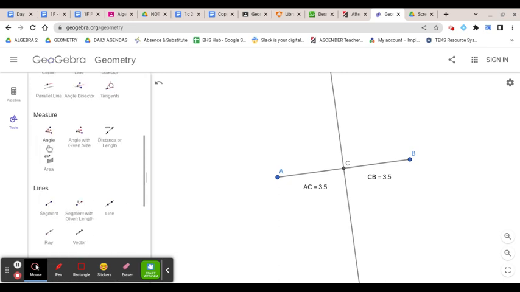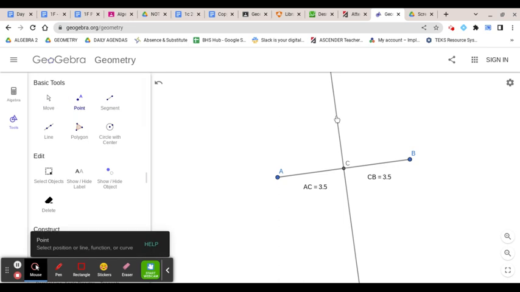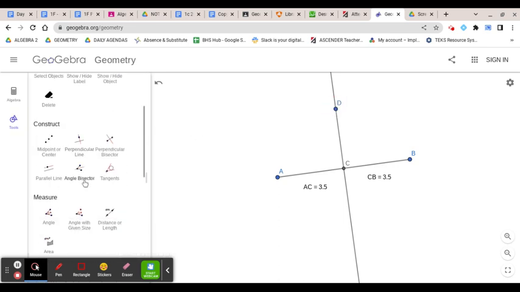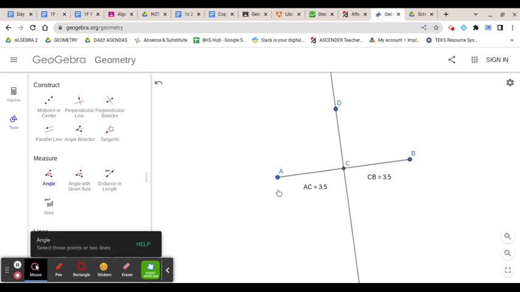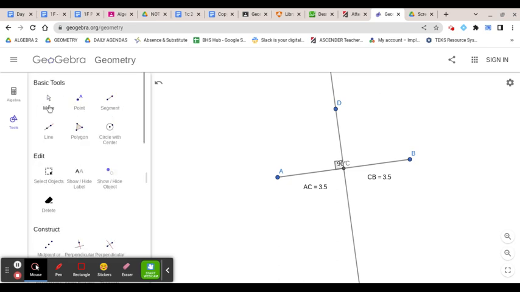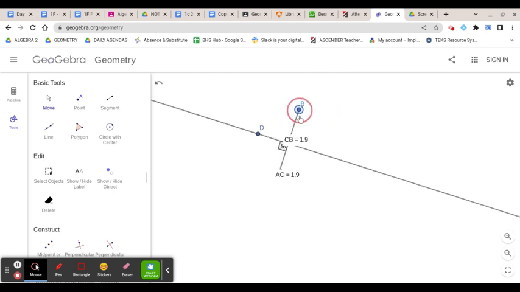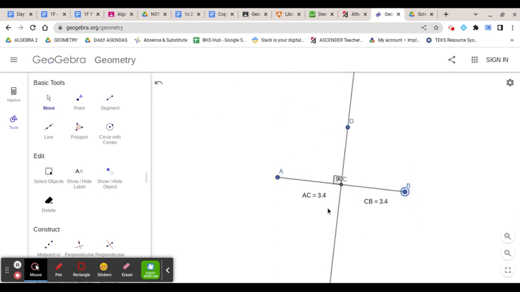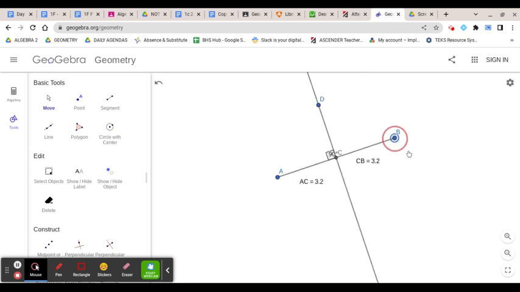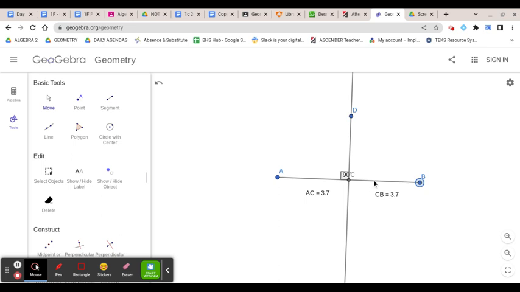We could also measure the angle. So if I want to measure the angle right here, what we'll do is, first of all, I'm going to put another point up here, point D. So I'm going to measure the angle A to C to D, and it's 90. And because this is a perpendicular bisector, as I move this thing, the angle stays 90. All right, and AC and CB keep the same length.